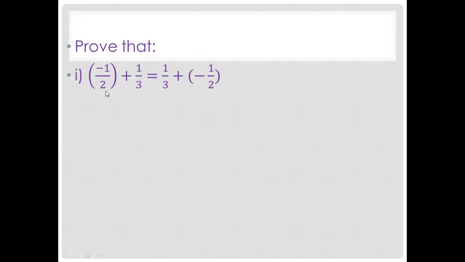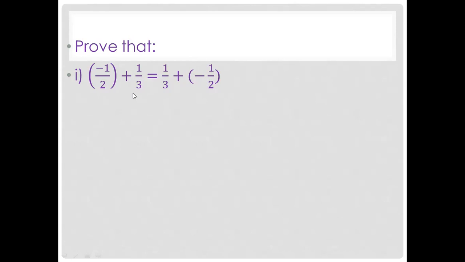If you check, you have two sides in this question, the left hand side and the right hand side. So in left hand side the same numbers, and in the right hand side same numbers, but just the order is changed. In left hand side minus 1 over 2 is in first position, but in right hand side it is on second position. 1 over 3 is in the second position in left hand side, and in right hand side 1 over 3 is in the first position. So this is commutative property of rational numbers with respect to addition.